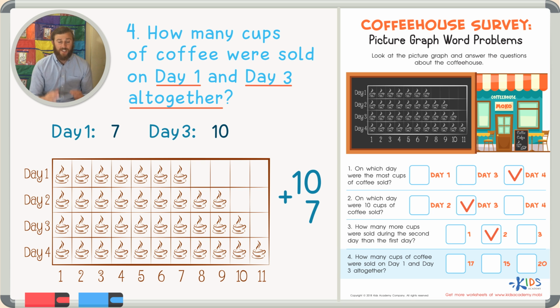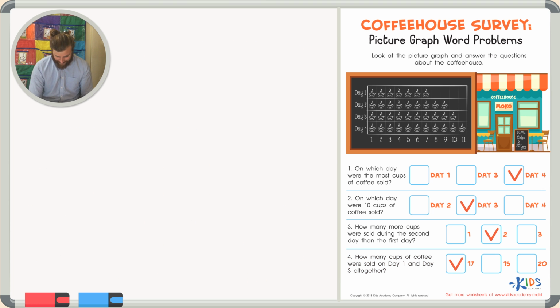We'll have to make sure our 7 is in the ones place, lined up with the 0 of the 10. 0 plus 7 is 7, and 1 plus nothing is 1. So on day 1 and day 3, all together, there were 17 cups of coffee sold. Let's go ahead and check the number 17.